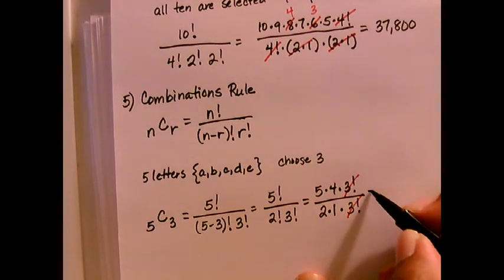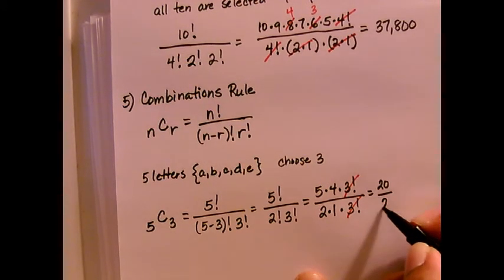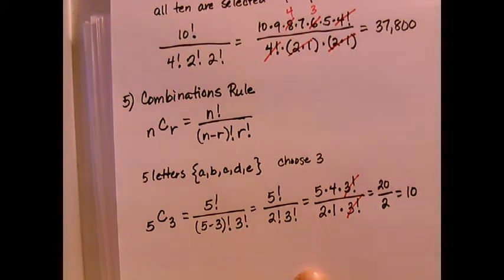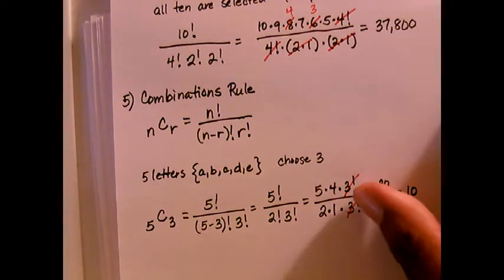So in this case here, 5 times 4, that's 20. 2 times 1, that's 2. 20 divided by 2 will be 10. So, since order does not matter, the number of different combinations is going to be 10. And that's for 5 letters, and I'm choosing 3 at a time without replacement. So these are the 5 rules that you'll be using in this particular section. So here, let's go over some examples of these particular rules.